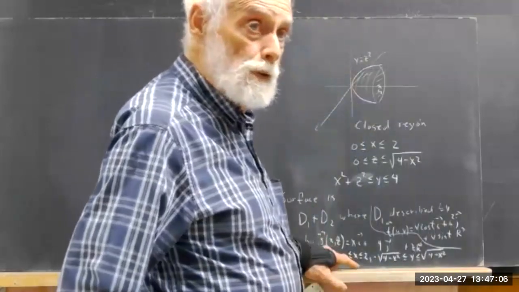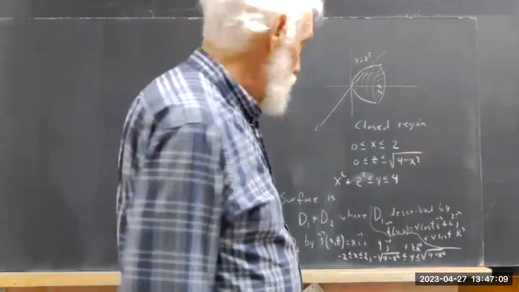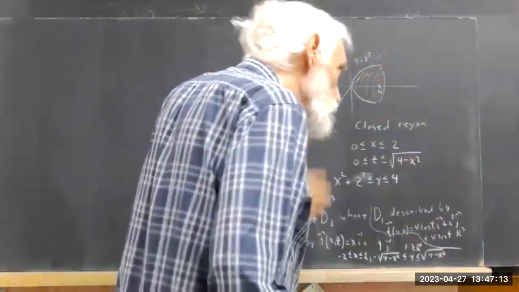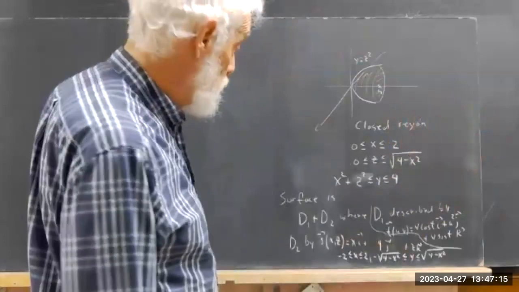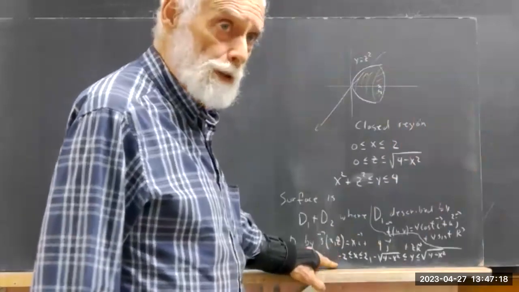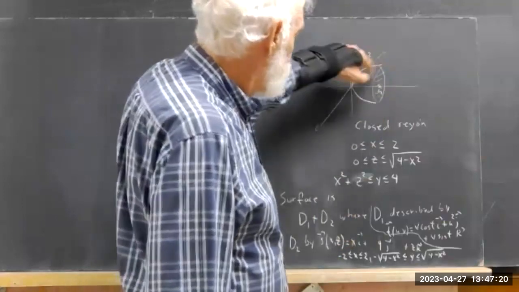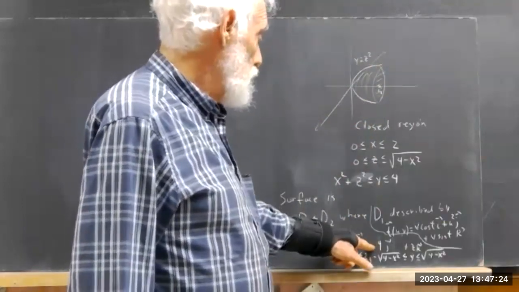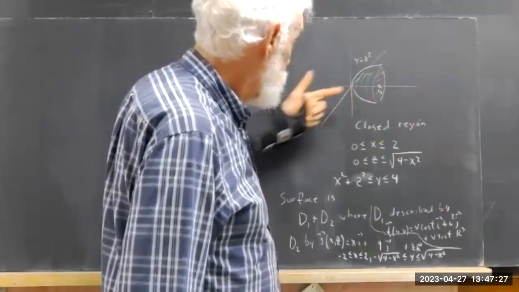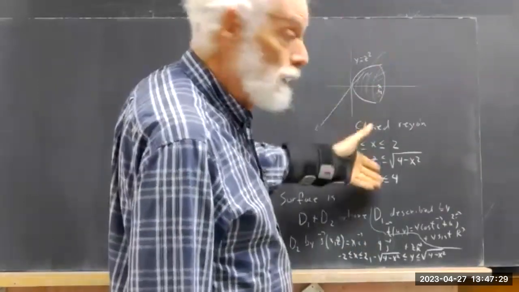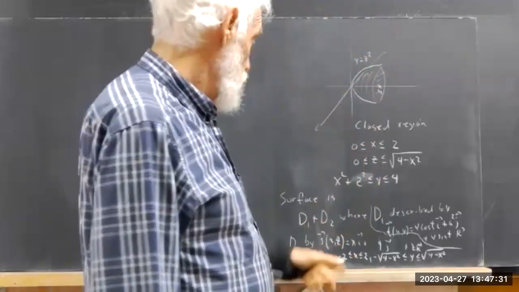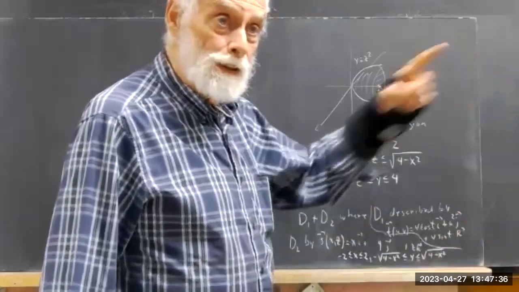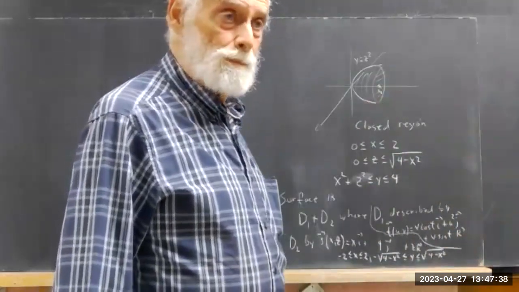Y going from negative square root of 4 minus x squared to plus square root of 4 minus x squared. Okay, so again, that describes the region. The Y component of your S vector is always 4, so you're always in the Y equals 4 plane. And then you've just got a circle of radius 2 parameterized in the XZ plane.